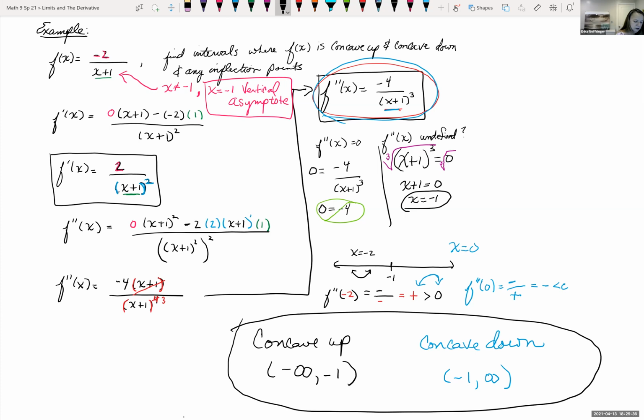There is no inflection point because, again, at x equals -1, it's not defined in our original equation. If it was defined in our original equation, we'd go back in and plug in that value of -1 into the original equation and find the y value, and that would give us our point. But in our case, there are no inflection points.